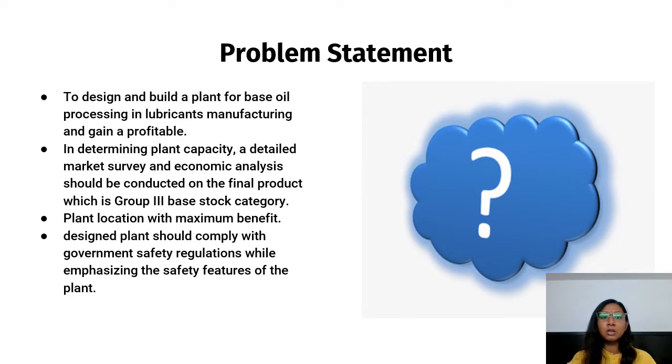The first one is to gain profit. This is one of the hardest challenges. Next is determining the plant capacity according to the market survey and economic analysis. Next, the plant location. Determining a plant location is really important. Every single element has to be taken into account, for example, raw material, transportation, utilities, and so on. Next, the design should also comply with the government rules, especially for the plant location and for the wastewater treatment plant. It is also important to maintain the safety when we are in the plant. These are the problem statements that we will face when designing a plant.